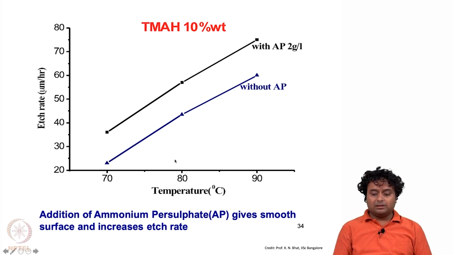It also gives a smooth surface, which is a requirement for many device applications, because on top of that we deposit new material like a metal electrode or some other kind of contact, and the contact will be better if we have a smooth surface. So adding ammonium phosphate also gives us an advantage from that perspective.